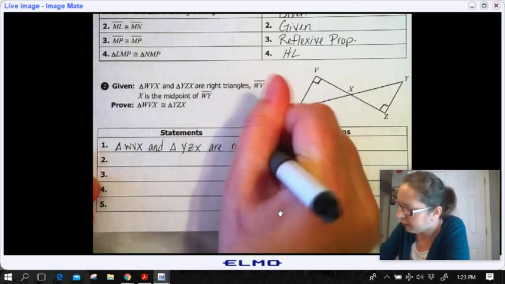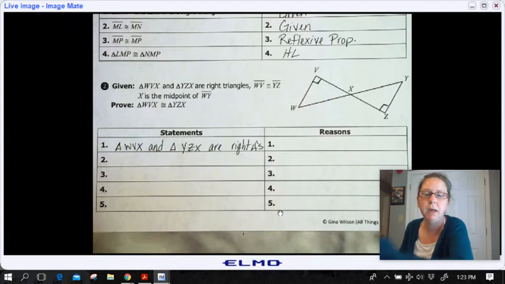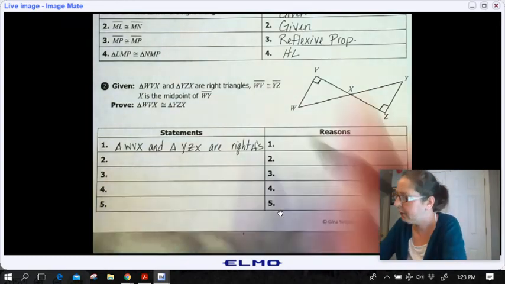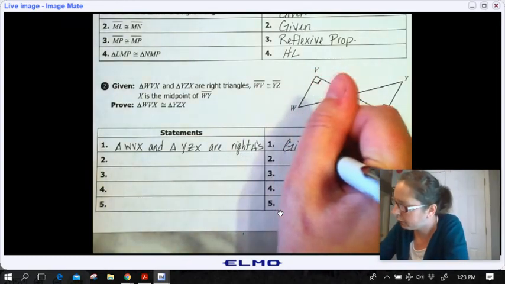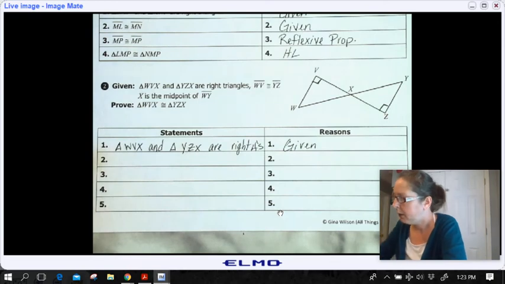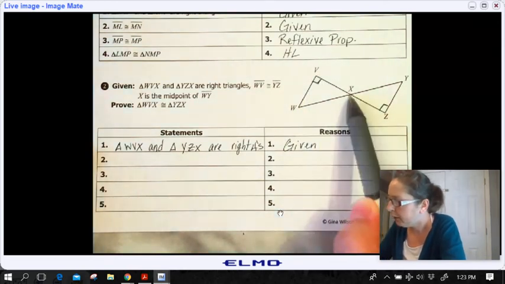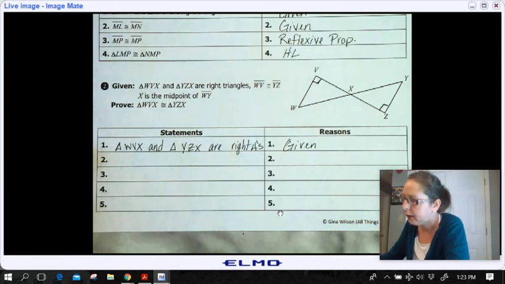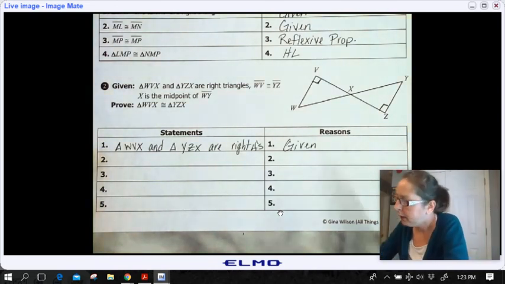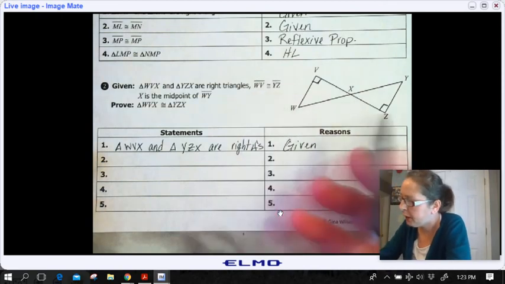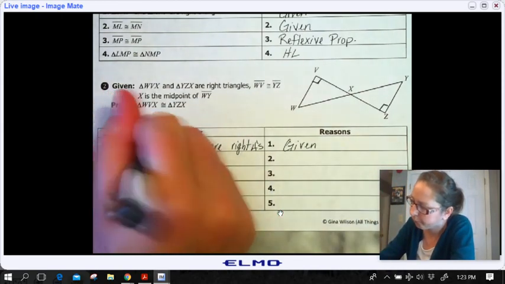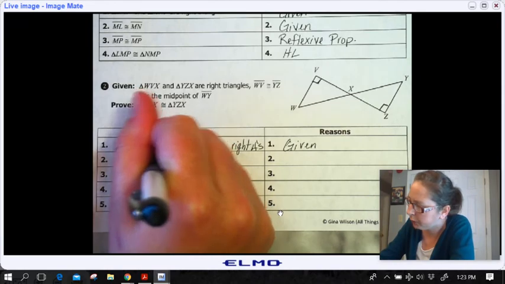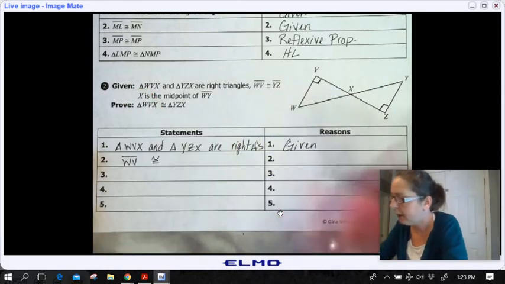I ran out of space, so I'm going to put a triangle with a comma S for it. So this is given to me. Okay. WVX and YZX are right angles. Okay, or right triangles. Now they tell me that WV is congruent to YZ.